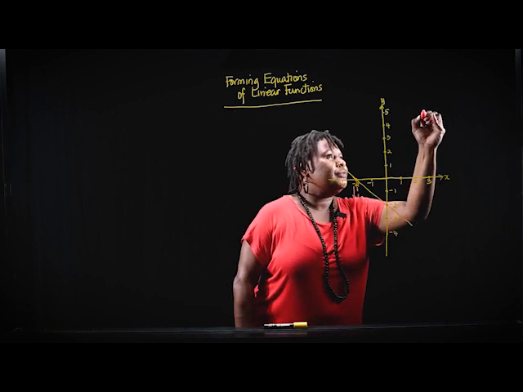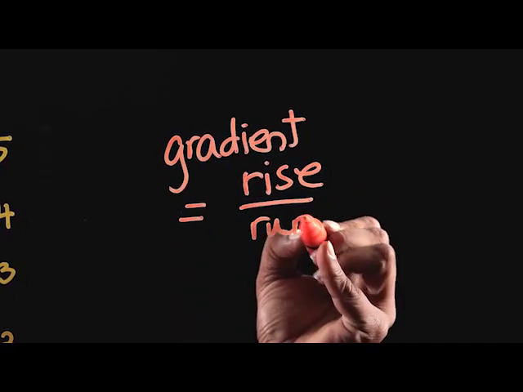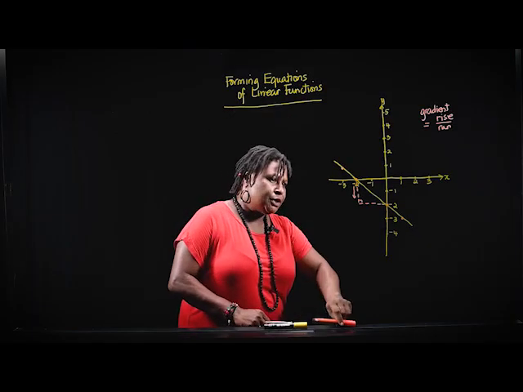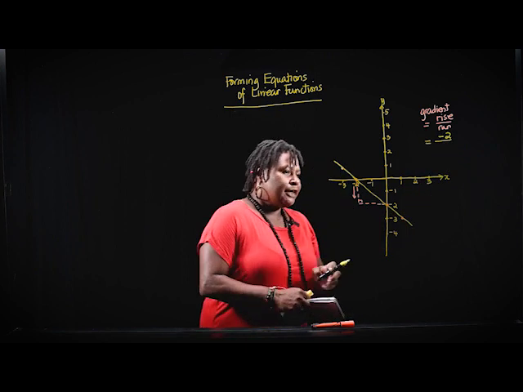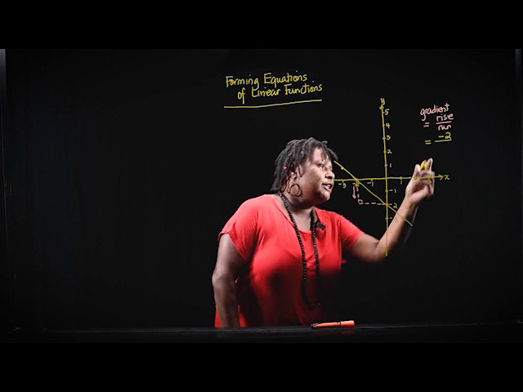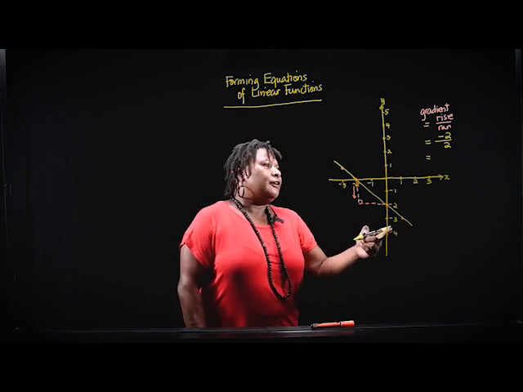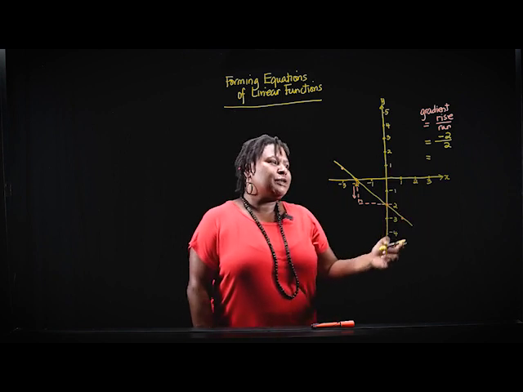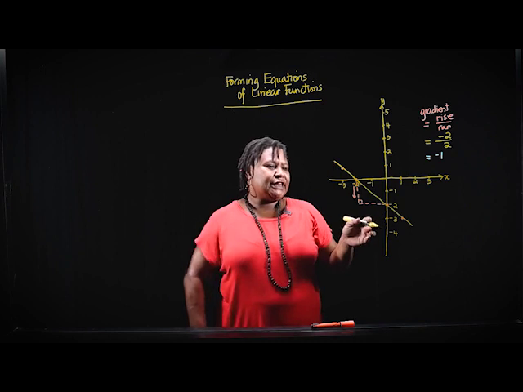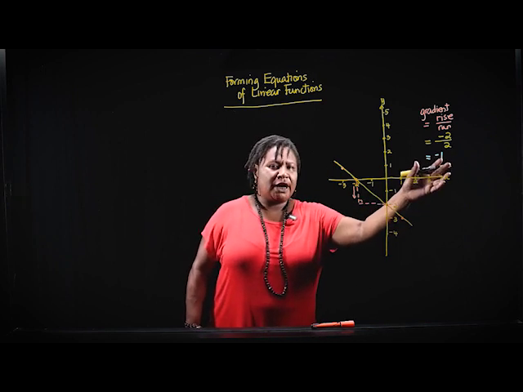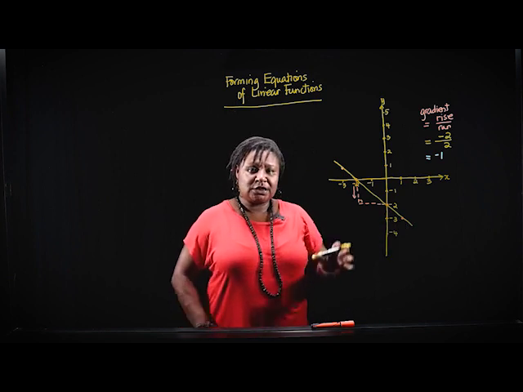Now let's write our equation. Gradient is equal to rise over run. So how many units do we go down? We have 2 units down, so our rise is going to be negative 2. And our run in this case is 2 units to the right, so we have positive 2 as the denominator. So the gradient of our graph, negative 2 divided by positive 2, is going to be negative 1. Remember, gradient is what we use to measure how steep a line is. It measures the slope of a line.